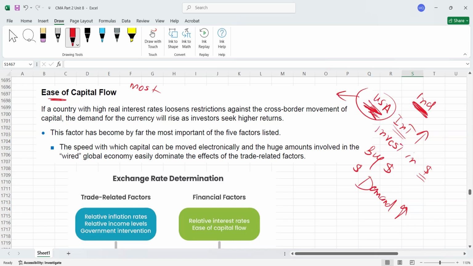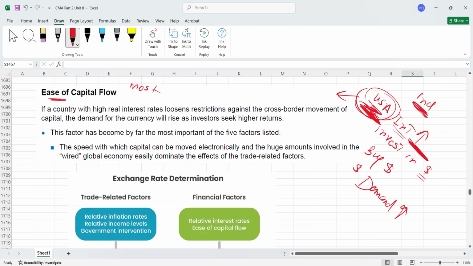invest in the USA, right? Because income is already higher, interest rate is already higher, you get the opportunity to earn a high interest rate, plus there are no restrictions, so obviously people will invest. So obviously then what will happen? The US dollar will get stronger and stronger.